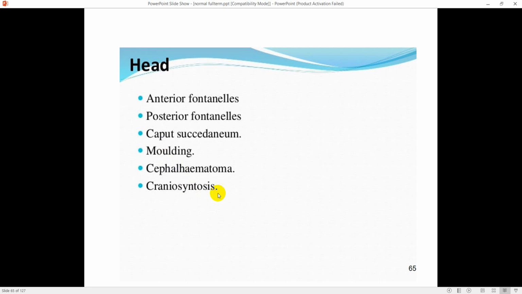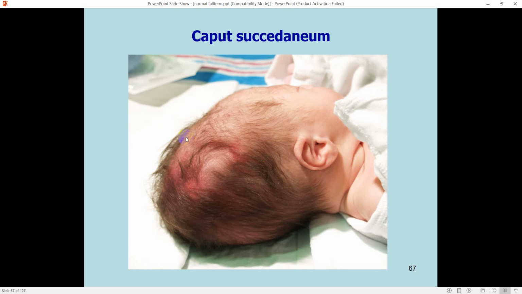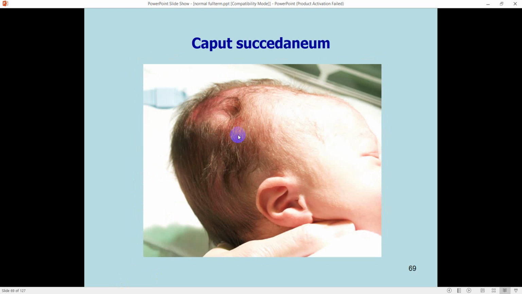After the face, we need to examine the head, examine the fontanelle, and look for evidence of caput, molding, cephalhematoma, and craniosynostosis. So we need to examine the anterior fontanelle, posterior fontanelle, and these are called suture lines. This is edema over the presenting part, swelling of the presenting part called caput succedaneum, which disappears later on. So this is obvious edema over the presenting part.